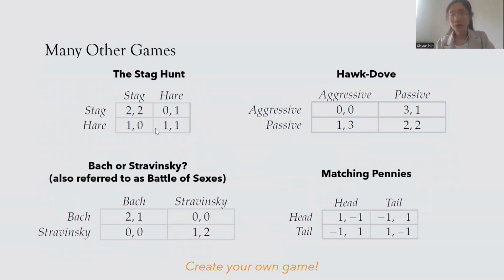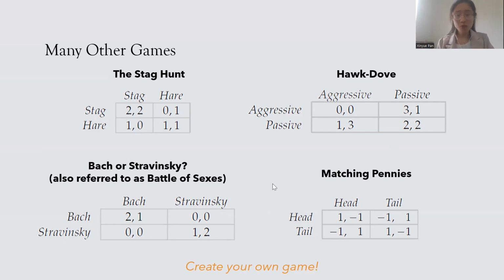You can use payoff matrices to represent different kinds of interactions, but what is most important is that you can create your own game. Imagine what kind of scenario you want to represent and try to represent it numerically so that you can create your own payoff matrix and your own game to represent the scenario of interest.